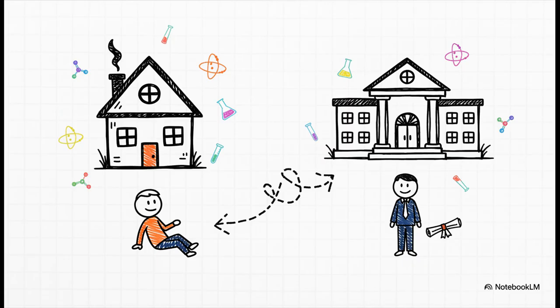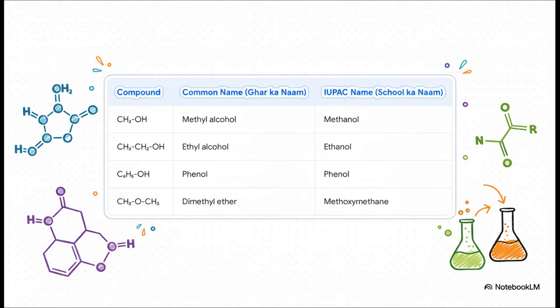Just think of it like this. Every compound has a common name. That's like your nickname at home, your ghar ka naam, Sonu, Monu, Chintu. And then there's the IUPAC name. That's your official name, the one on your report card, your school ka naam. Simple hai na? Let's see this in action, okay?